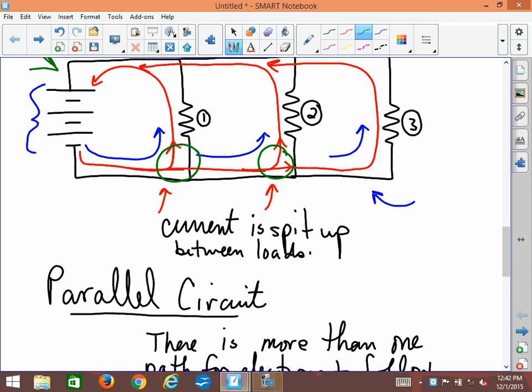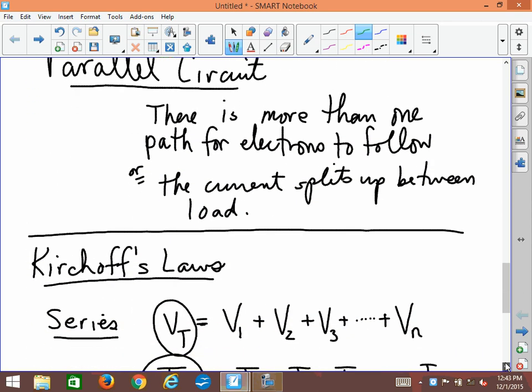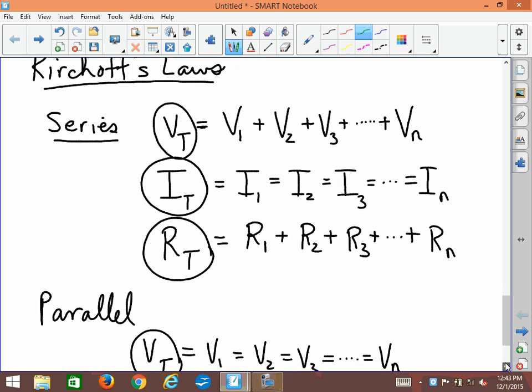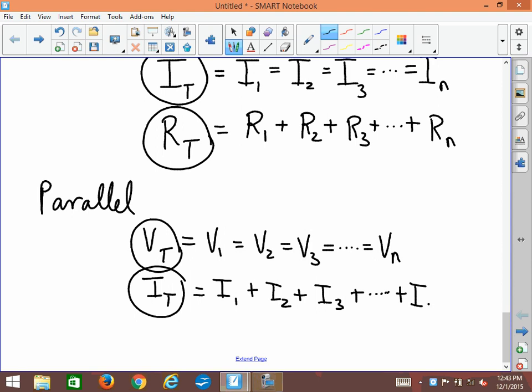But if you add up all the electricity going through here, plus the electricity through here, plus the electric current through here, those 3 will add up to the entire crowd of electrons, or the whole current. And so, for parallel, for Kirchhoff's laws, we have that the current is added. The total current, IT, is equal to the current flowing through load 1 plus the current flowing through load 2 plus the current flowing through load 3 plus the current flowing through all the loads until you get to the very last one, N.